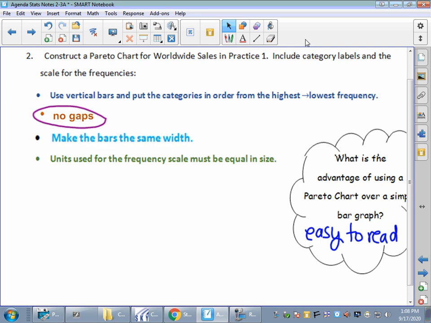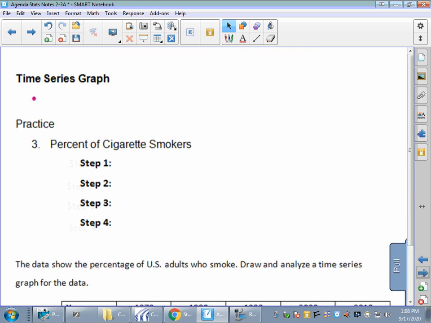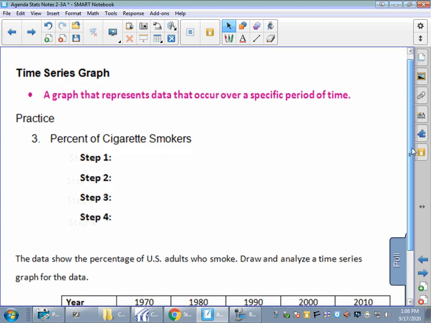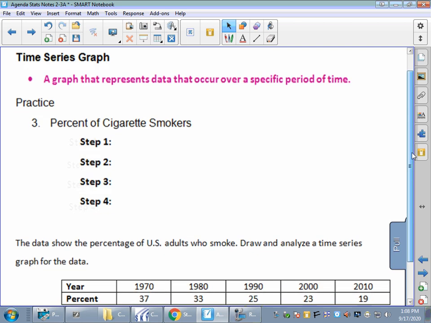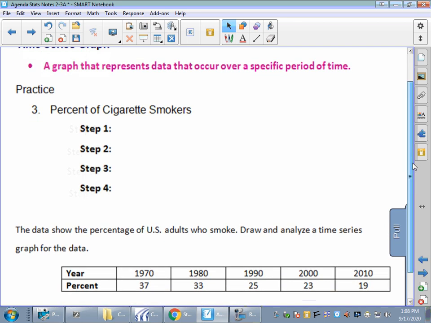So those are Pareto charts. I don't have to make the whole thing, I don't think, because I feel like everybody's got that. So last but not least, a time series graph. This is a graph that represents data over a specific period of time. This is a good one. Time always goes with this. Remember, maybe you remember, these always look the same. They're always dots with connected segments.